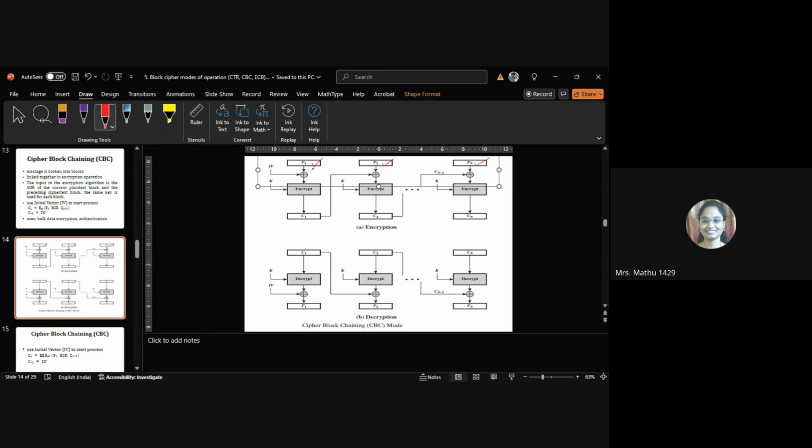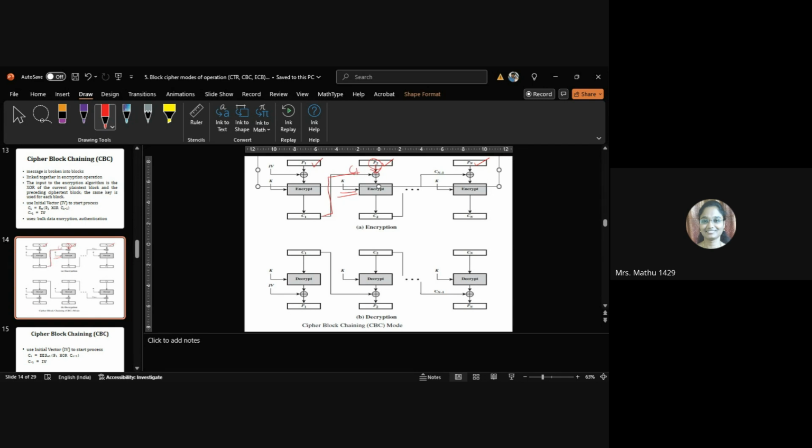And here what we are going to do is every time the encryption happens, along with the key, before encryption, the plain text is going to be XORed with the previous ciphertext. So now the second plain text block I'm showing here, this plain text block is going to be XORed with the previous ciphertext.